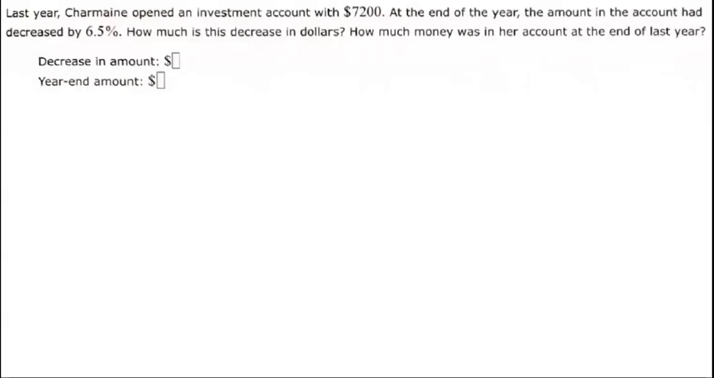Since last year, Charmaine opened an investment account with $7,200. At the end of the year, the amount in the account had decreased by 6.5%. How much is this decrease in dollars? How much money was in her account at the end of last year? Again, I'm going to use proportion to solve this.